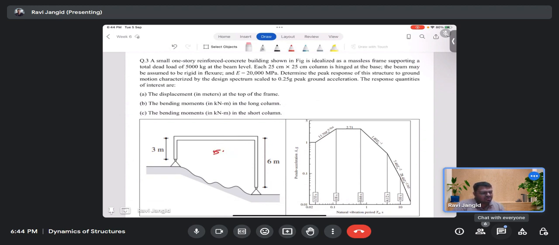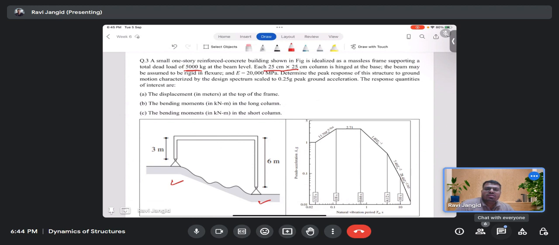What is happening today? Okay, so the mass is 5,000 kilogram at each beam level, and each column is given as a 25 by 25 centimeter size, like a square column, and it is a hinge at the base.